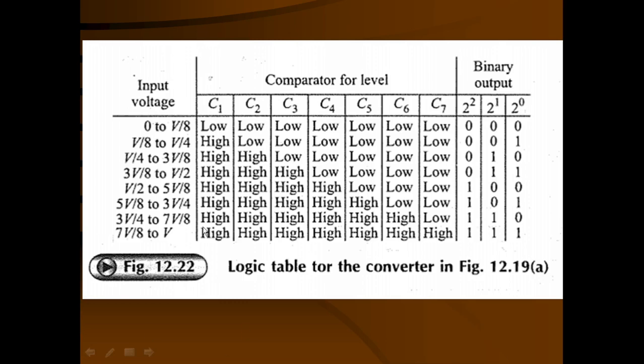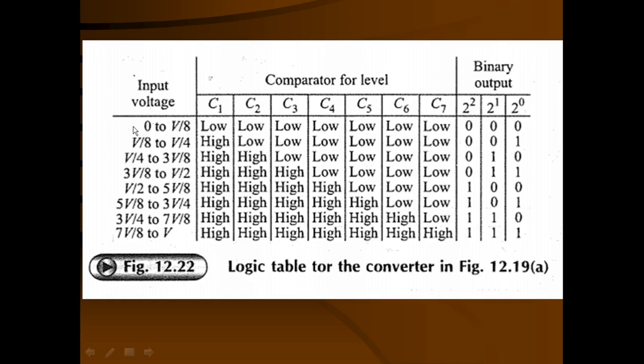Then if the analog voltage is greater than +V/8, that means C1 is going to be high, but all other inputs are still low, because the input voltage is in the range from +V/8 to +V/4. So only C1 is high, C2 to C7 are low, and the corresponding digital signal 001 is obtained.